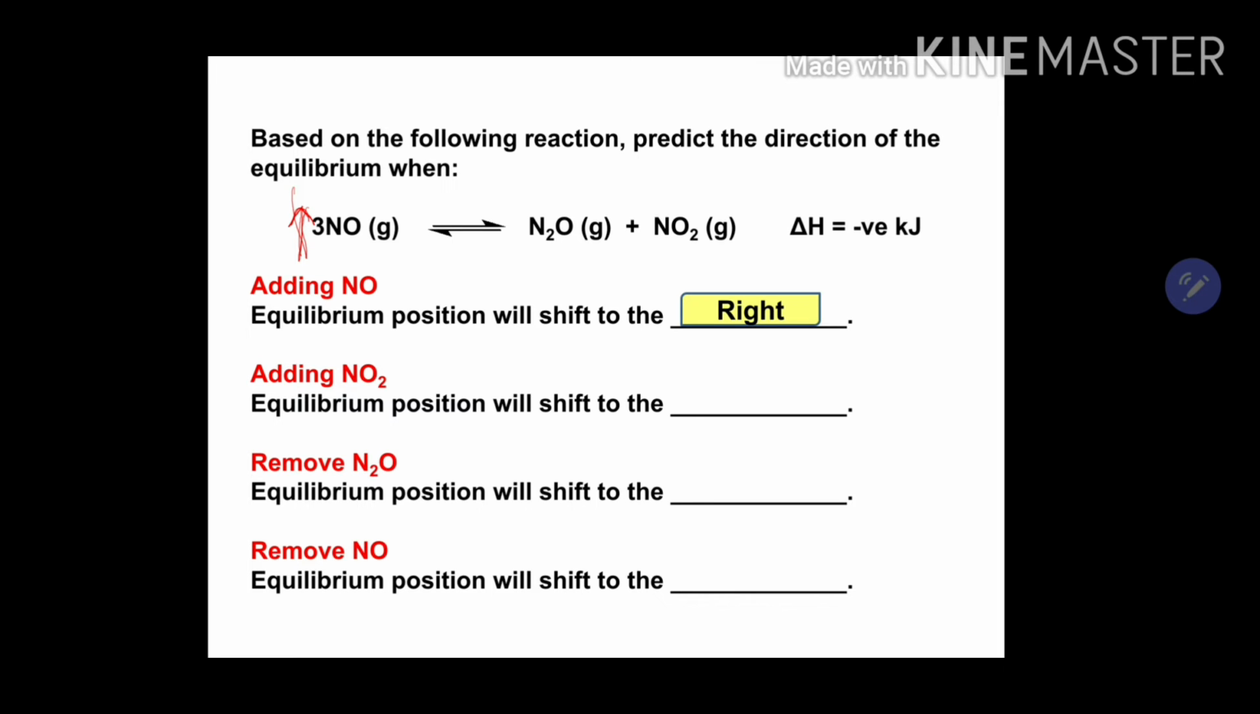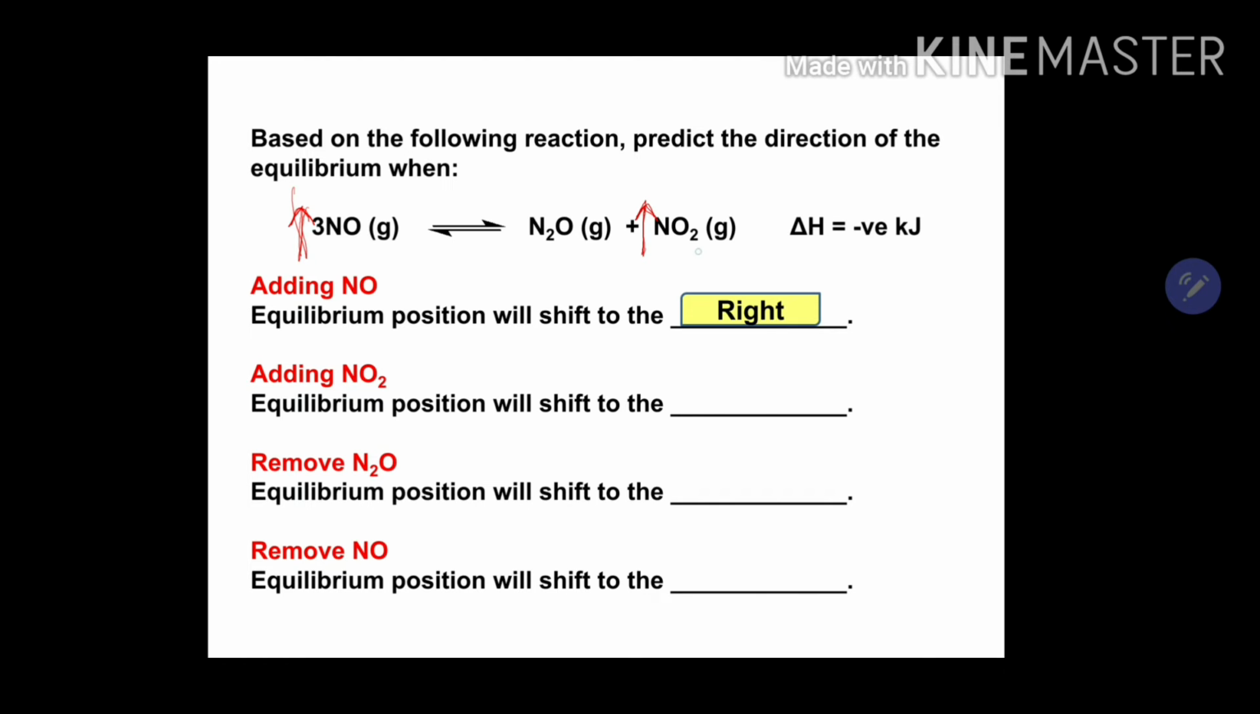Now when we add NO2, the NO2 is on the right hand side. You add NO2, so the concentration of NO2 will be increased.